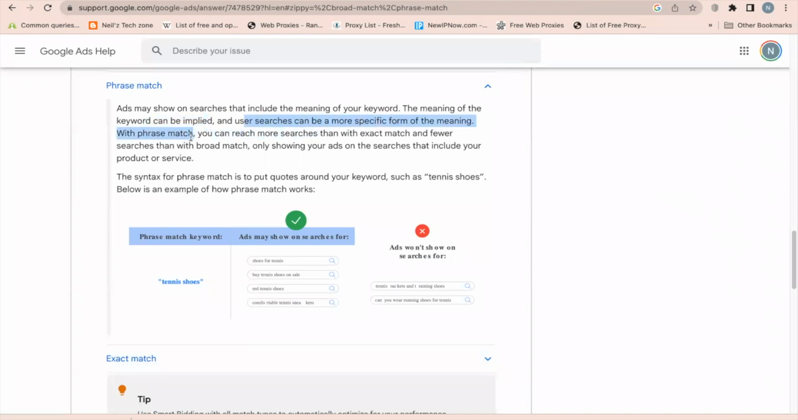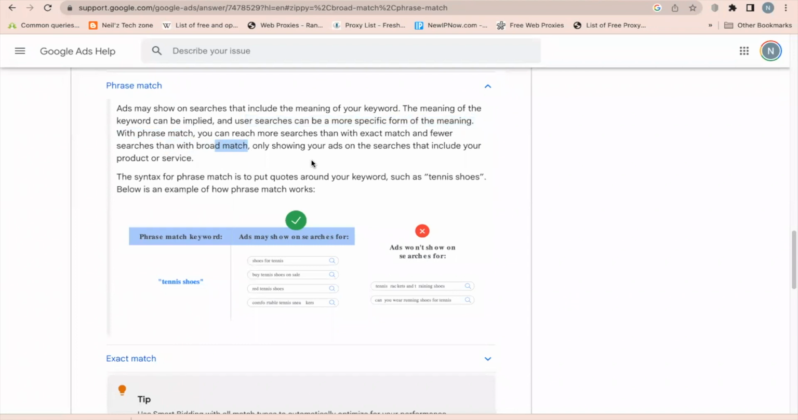So why are we saying phrase match? This phrase or the nearest match variation of this phrase should be in the query. If it matches the user's query, then only your ad will get triggered. So you can reach more searches than with exact match and fewer searches than broad match. And as the name suggests, exact match means if I say tennis shoes, it should be tennis shoes only.